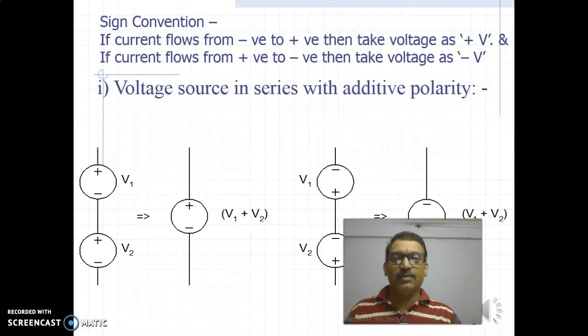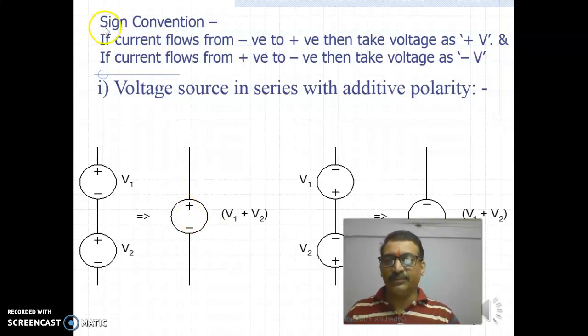Voltage sources, when connected in series, follow the additive property or subtractive property. When current sources are connected in parallel, they again follow the additive property or subtractive property. Let us check those two properties applicable to voltage source and current source. But before that, we need to understand the sign convention. So let us start with this particular slide.